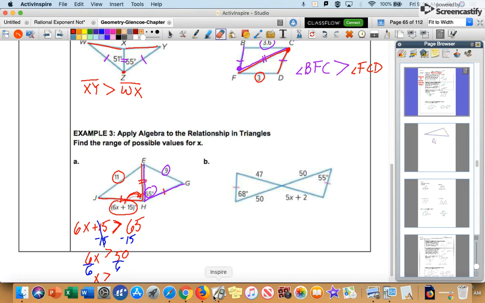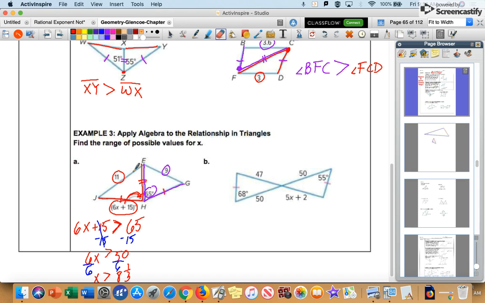We'll keep going here. So x is greater than 50 divided by 6, which is going to be 8 1/3. So if you type that in, you get 8.3 repeating. So I'll just make it an exact value, 8 1/3. So x has to be greater than 8 1/3.